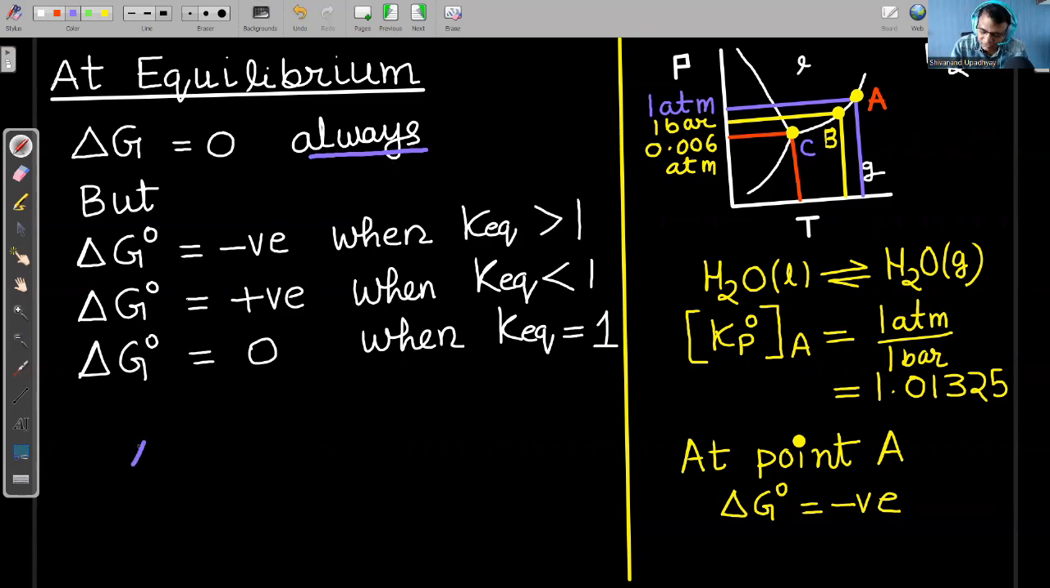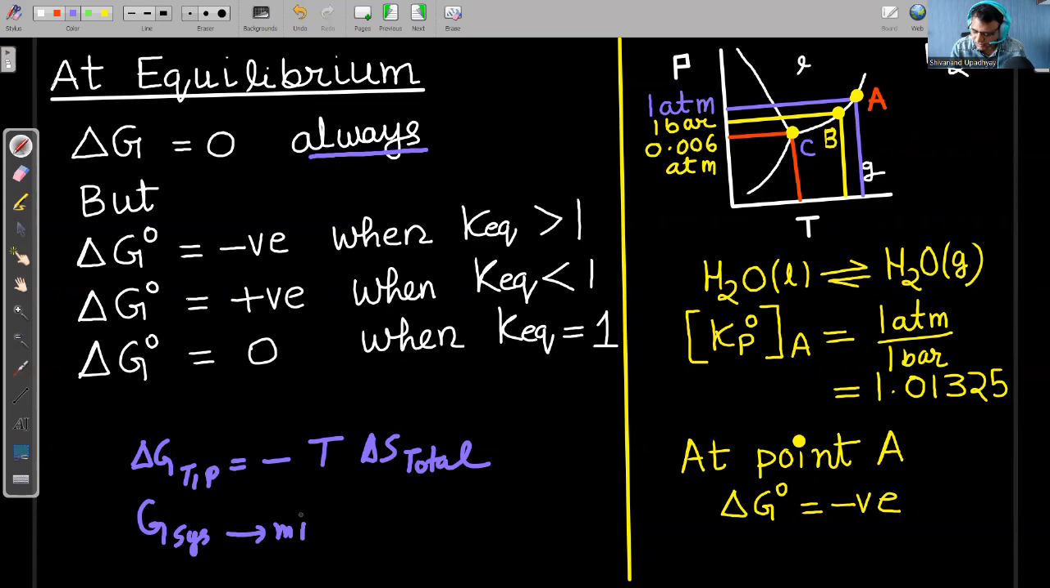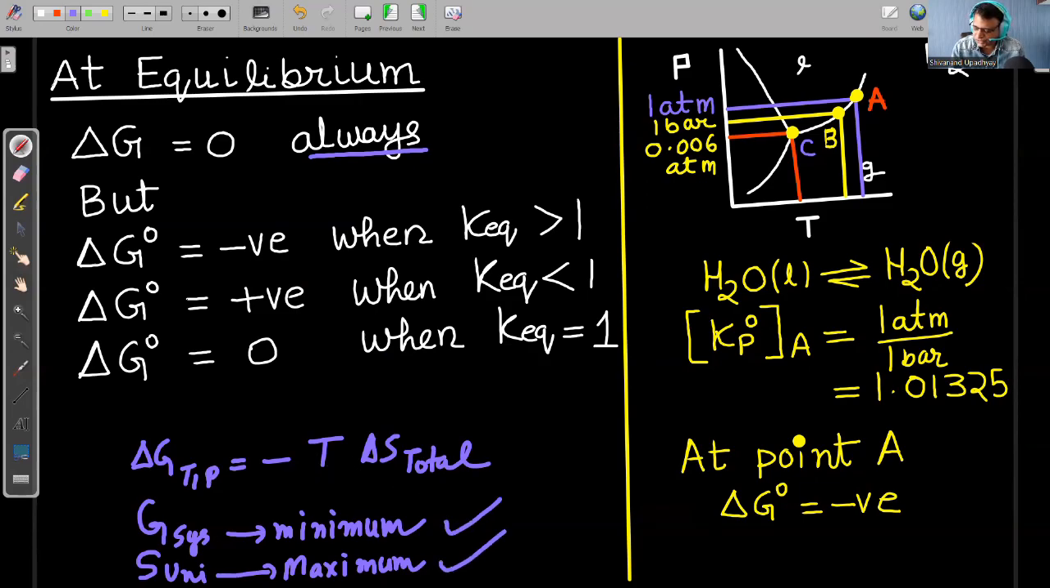There is another relation. We know that delta G at constant temperature and pressure of the system is minus T delta S total. So at equilibrium, the Gibbs free energy of the system is minimized. It is at minimum value. That's why its change is equal to 0. And the entropy of the universe is maximum. That's why its change in value is equal to 0 at equilibrium. So delta G is equal to minus T delta S total. So these 2 points are also important. So when we are discussing equilibrium, delta G reaction is always 0.